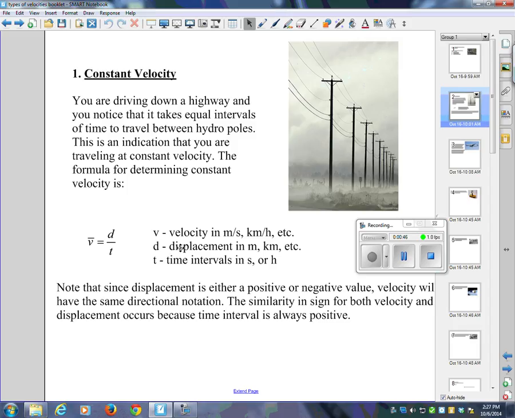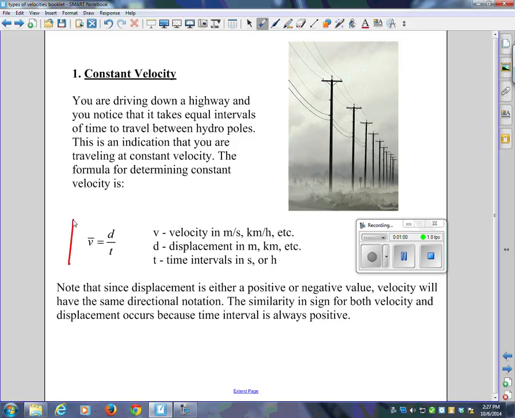It takes equal intervals of time to travel between hydropoles. This is an indication that you are traveling at constant velocity, meaning that the speed is the same and so is the direction. The formula for determining constant velocity is V bar equals D over T, and no doubt you saw that in grade 10, right? Hands up if you saw that in grade 10. Excellent. I hope so.